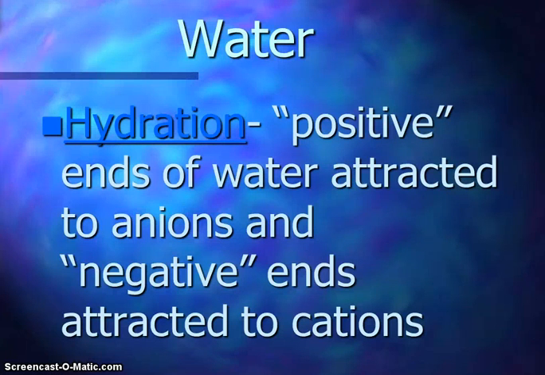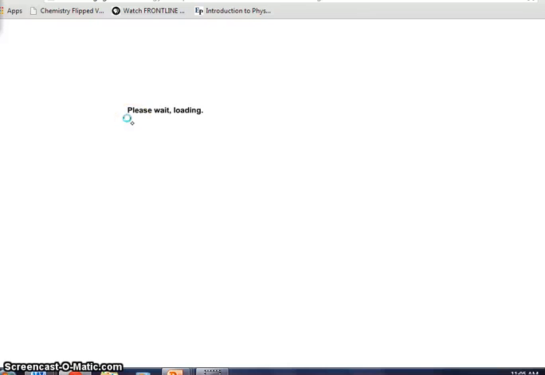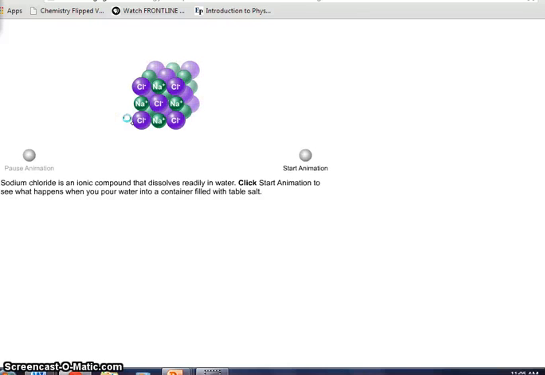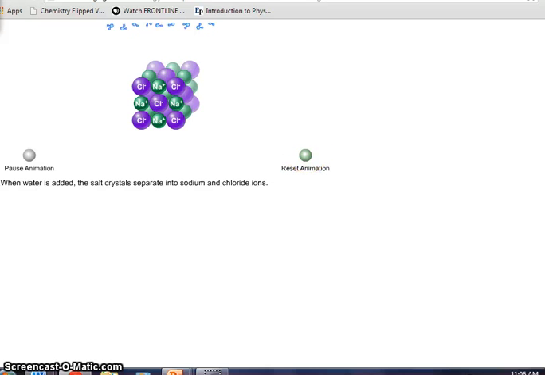So let's look at an animation of hydration. Okay, so here we have sodium chloride as an ionic compound. The little green balls represent the positive sodium ions, and the little purple balls represent the negative chloride ions. So what we're going to do is pour water into a container that's filled with sodium chloride and see how this hydration process takes place.